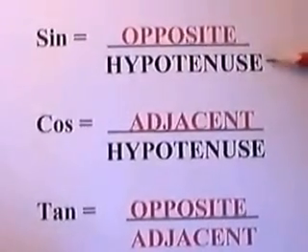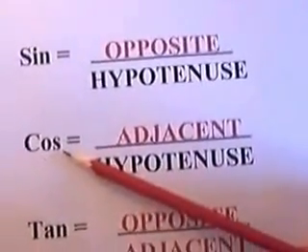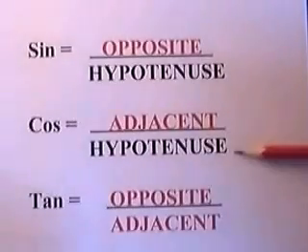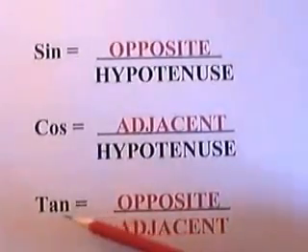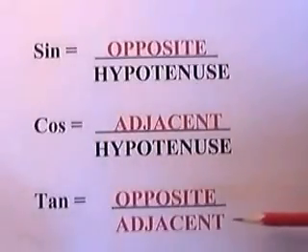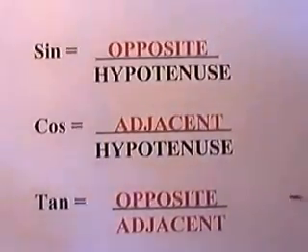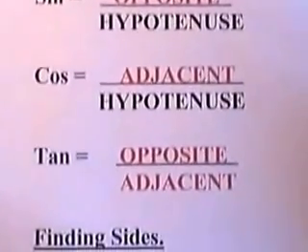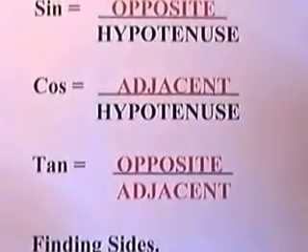The cosine of any angle is the length of the side adjacent to the angle divided by the hypotenuse, and the tangent of any angle is the length of the opposite side divided by the length of the adjacent side to the angle. Okay, let's see now how this is used in some examples.